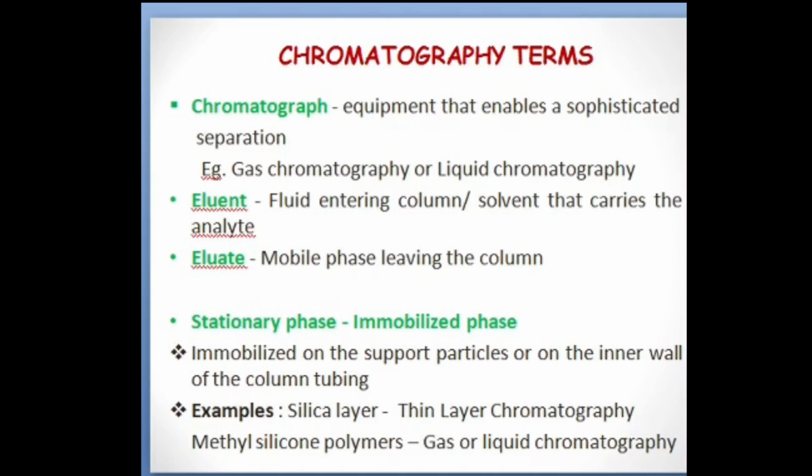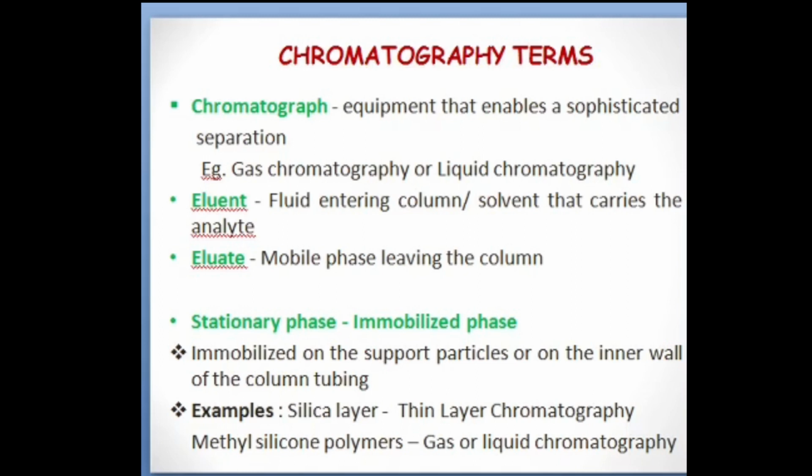So before going into detail about chromatography, let us learn about some chromatography terms. Number one is a chromatograph. What is a chromatograph? This is an equipment that enables a sophisticated separation. Then what is eluent? Eluent is the fluid that will enter the column, or it is the solvent that will carry the analyte. Then what is eluate? Eluate will be the mobile phase that will be leaving the column.